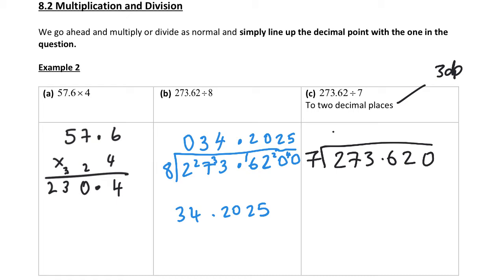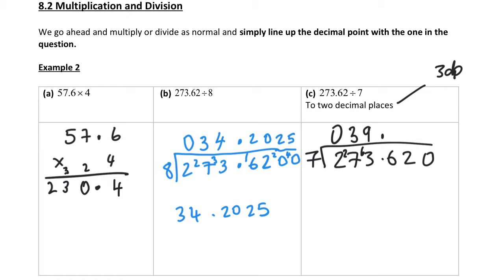7 into 2 doesn't go, so put down our 0 and carry our 2. 7 into 27 goes 3 times with 6 left over. 7 into 63 goes 9 times with no remainder. I've put in our decimal point, and we can see that it's in a nice line.